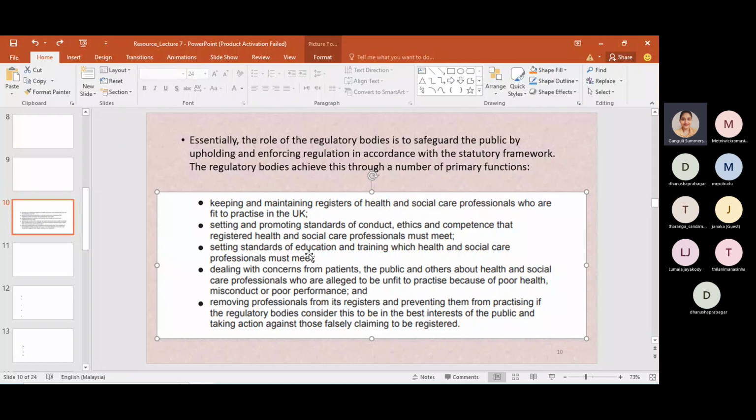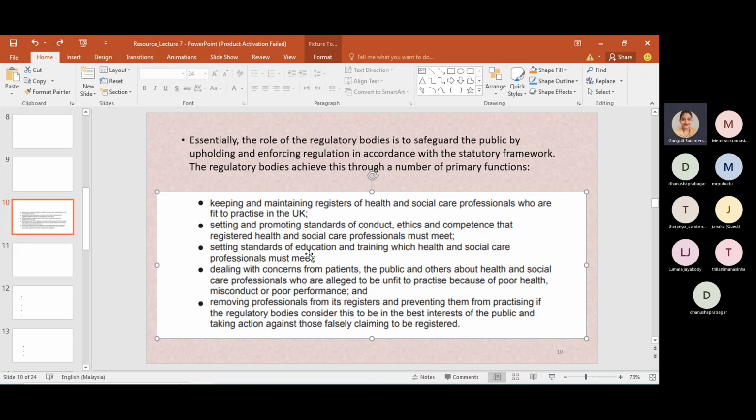Whenever the patients or the public raise their concerns, these regulatory bodies gather these concerns from patients and the public, and they deal with these concerns. They analyze these concerns and see what can be done to address them.